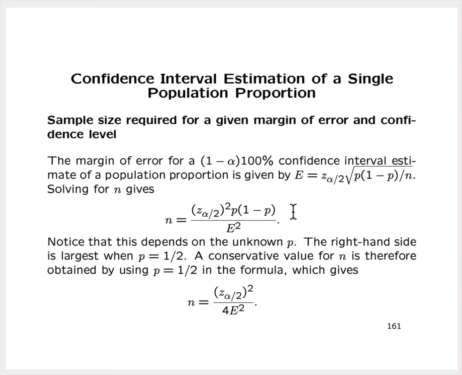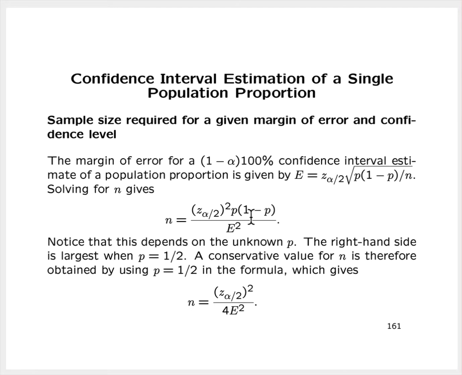Now, what we can do is come up with a conservative upper bound on the sample size. It's conservative in the sense that the sample size that we come up with will guarantee that the margin of error of the confidence interval will be no greater than the maximum allowed.